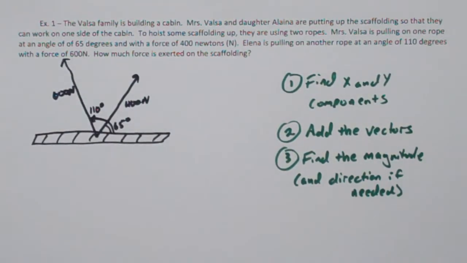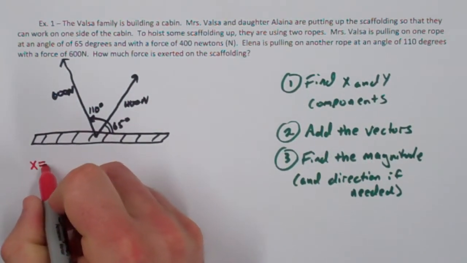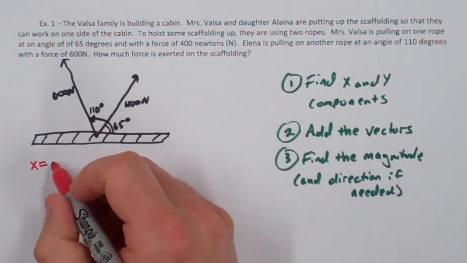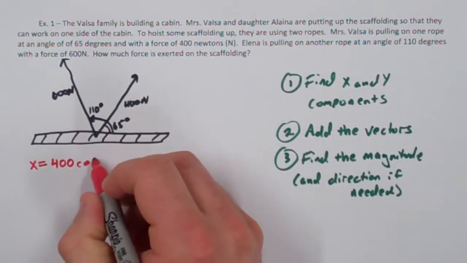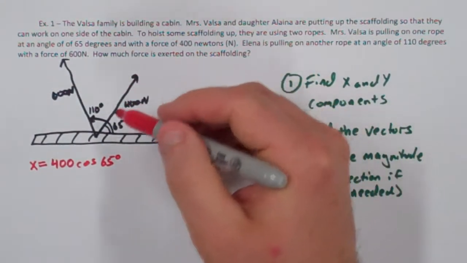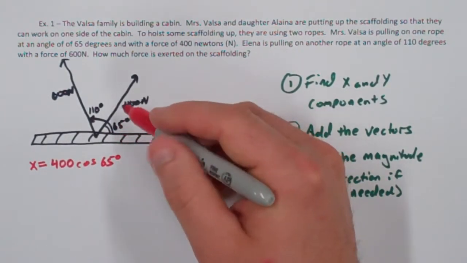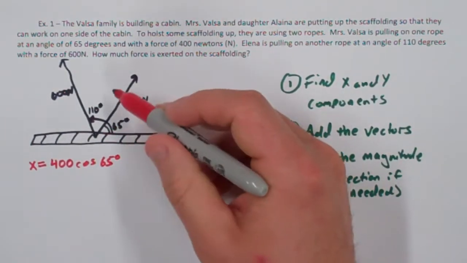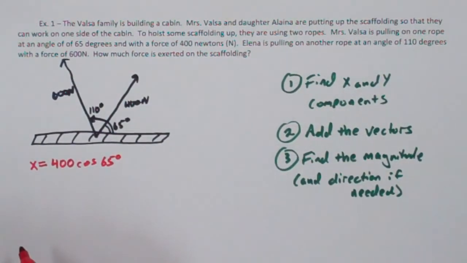So for the first vector, to find the x component, that's going to be the hypotenuse times the cosine of 65. And if you prefer, you can set this up as the cosine of 65 equals x, which is the adjacent side, over the hypotenuse, and then solve for x. But you're going to wind up with this equation right here.